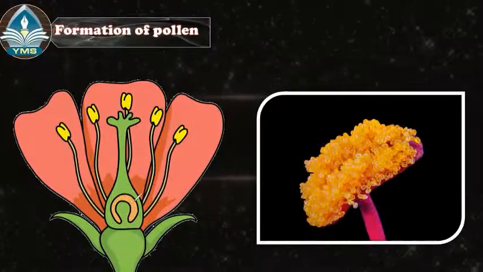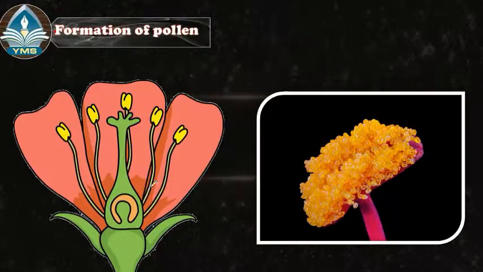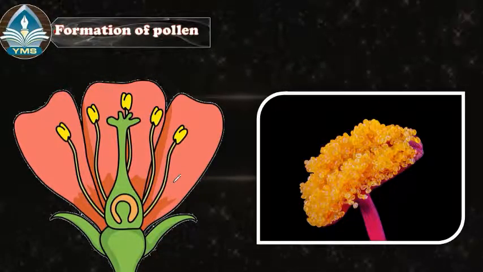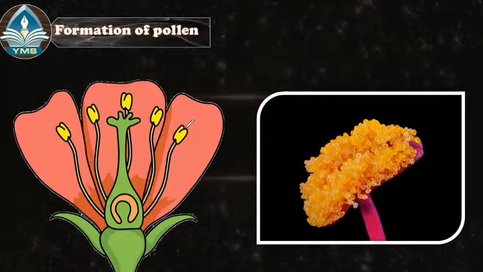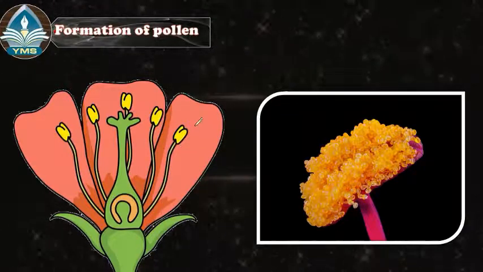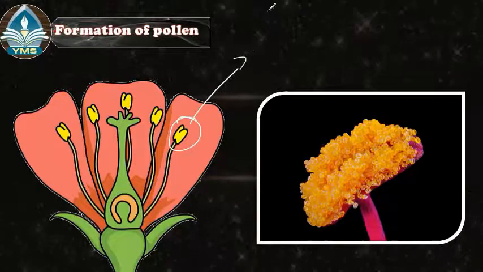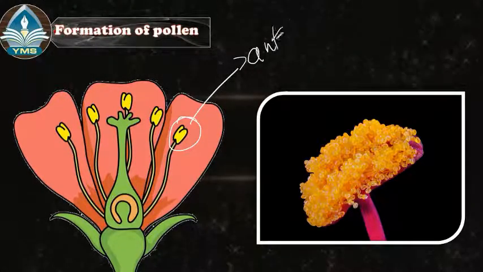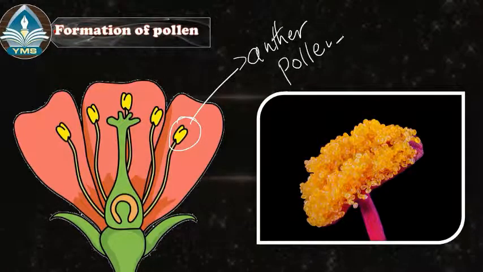Hello dear students, this is chapter 3, formation of pollen in the part of reproduction in flower and plant. Now here if we look at the flower, it contains the male and female reproductive organs of the flower. It contains the male, which is the most important one, the anther. The anther produces pollen grains, pollen.